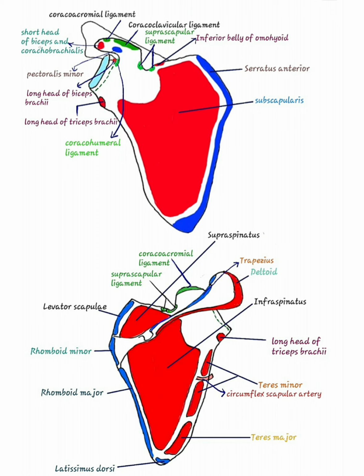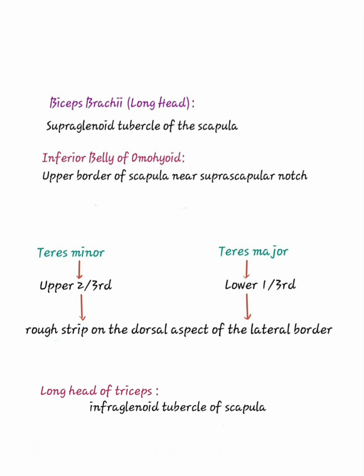Short head of biceps brachii and coracobrachialis arise from tip of coracoid process. Long head of biceps brachii arises from supraglenoid tubercle of the scapula. Inferior belly of omohyoid arises from upper border of scapula near suprascapular notch. Long head of triceps arises from infraglenoid tubercle of scapula.